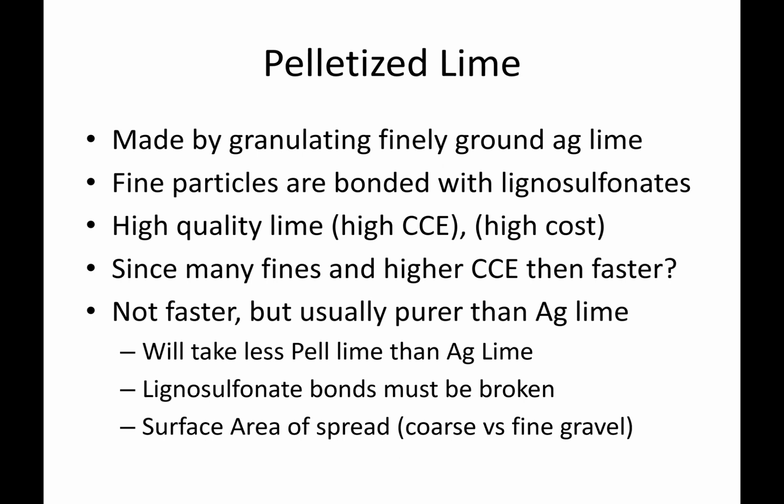Pelletized lime is usually a higher quality product as far as your high CCE, so it might actually take a little bit less. That's not wrong. But if you have an RNV of 67 versus an RNV of 87, can you afford to pay $260 or $270 a ton more? No, the economics just don't work out. So that's my spiel about pelletized lime.